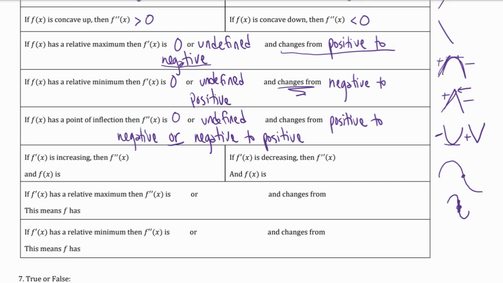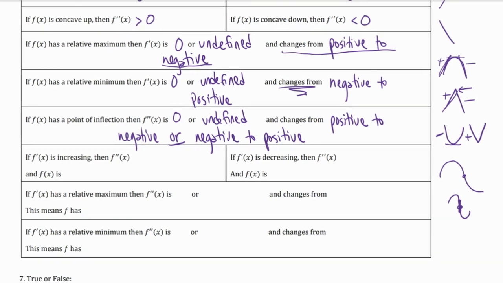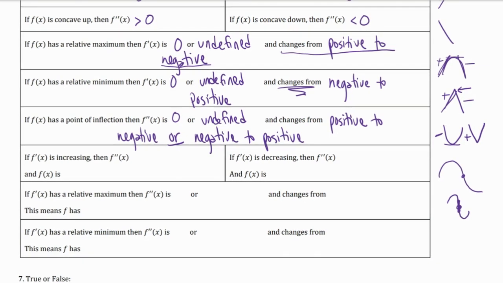All right, if f prime is increasing, okay, so if I have an f prime graph, that means the slope of f prime is positive. Well, f double prime is the slope of f prime. So if f prime is increasing, then f double prime is positive. And if f double prime is positive, we know f is concave up. So this is a kind of question you can expect to see on an assessment. Like if I say f prime is increasing, what does that mean about f?